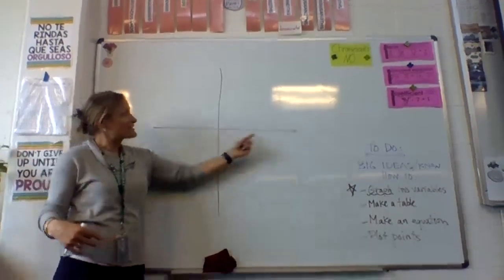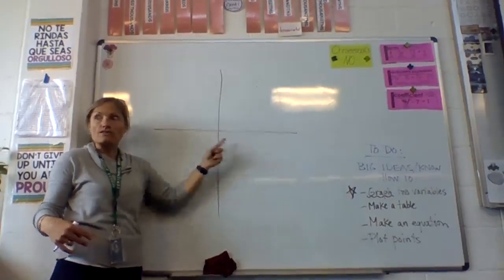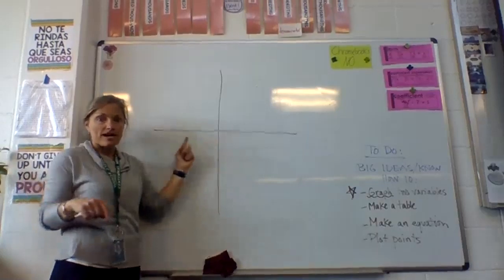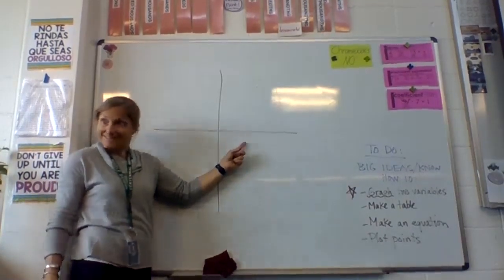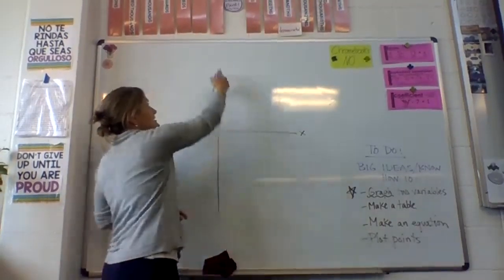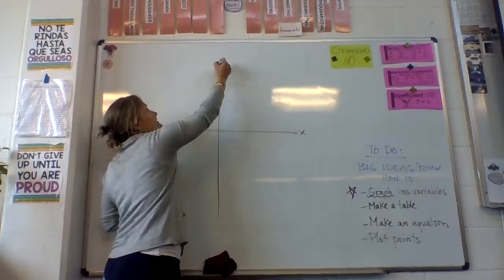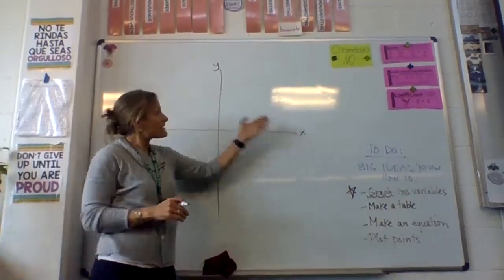So which axis is this right here? Which is the one that is always the horizontal line, the horizon? Which axis is this? X. Okay, so we have X here, and that means this up and down is Y. Okay, so we have X and Y.